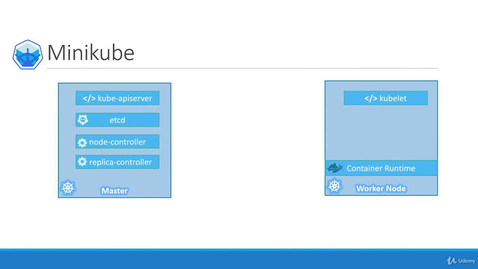We will start with Minikube, which is the easiest way to get started with Kubernetes on a local system. If Minikube is not of interest to you, now would be a good time to skip this lecture. Before we head into the demo, it's good to understand how it works.